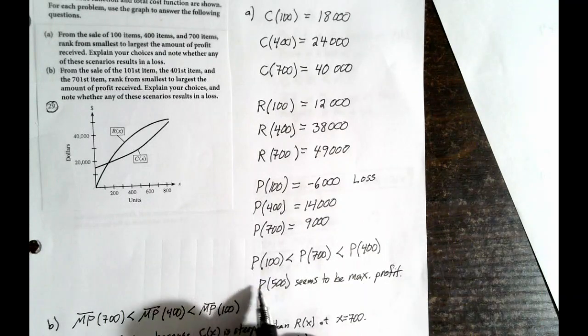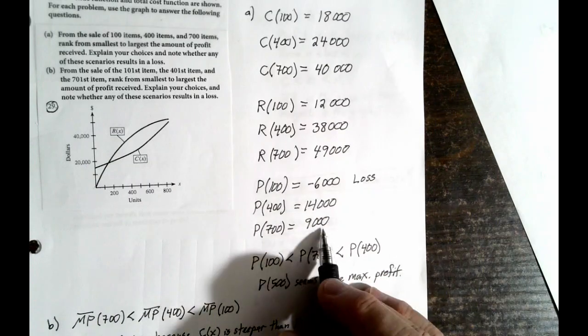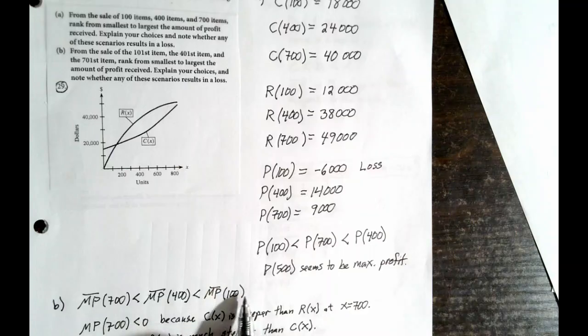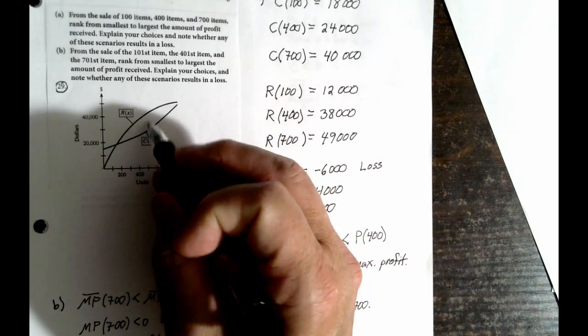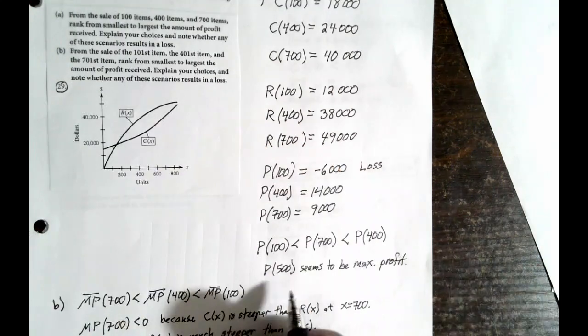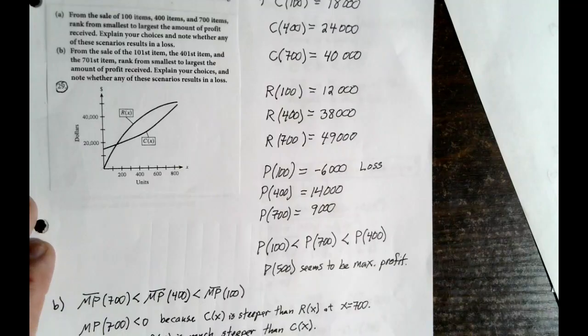So now what's the profit rank? Well, the profit of 100 is the smallest one, profit of 700 is the next largest one, and the profit of 400 is the largest one. If you look at this, it seems like around 500 is the point where revenue has the highest gap between it and cost, so it seems like making 500 units will maximize your profit.